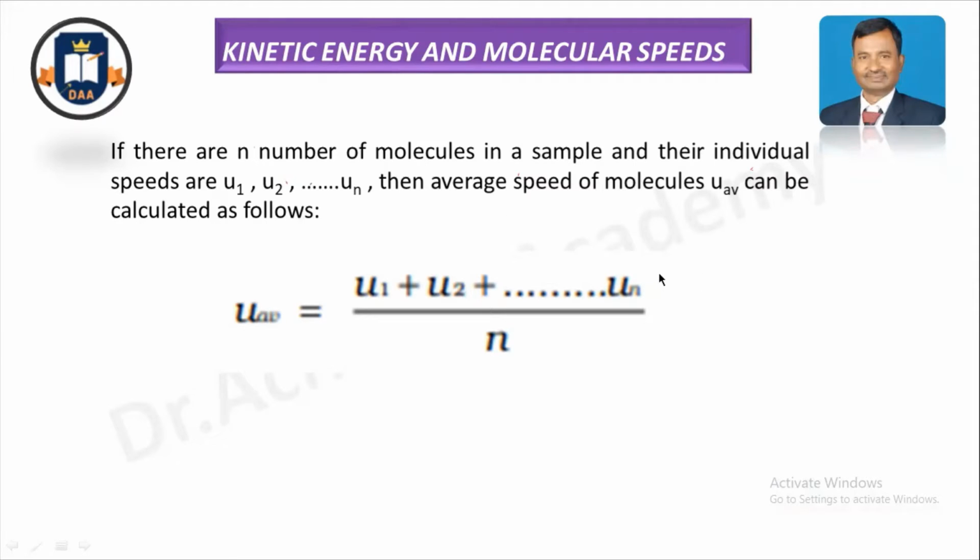If you consider n number of molecules in a sample, then they have individual speeds u1, u2 and up to un. Then as per the average calculation, it will be U subscript av, which denotes the average speed of molecules. It will be the summation of the individual speeds divided by the total number of molecules N.